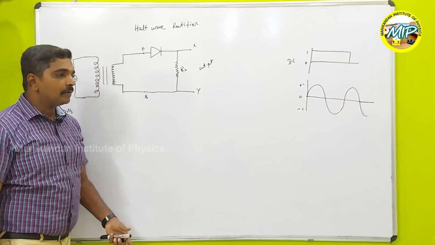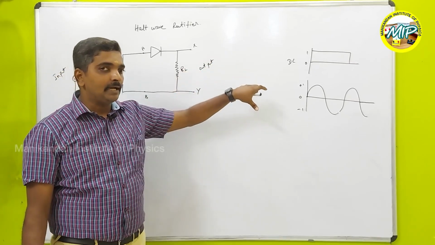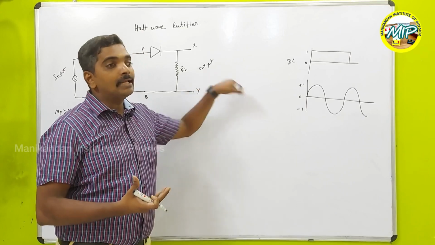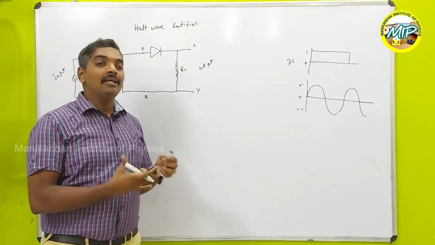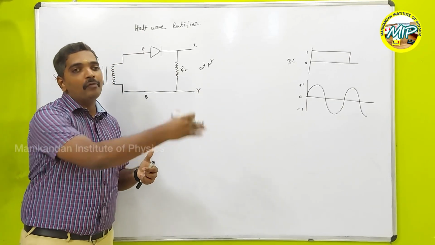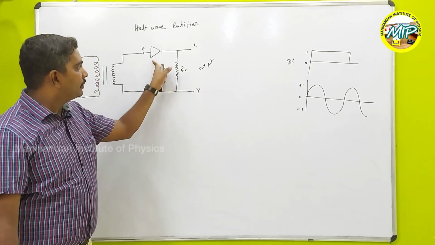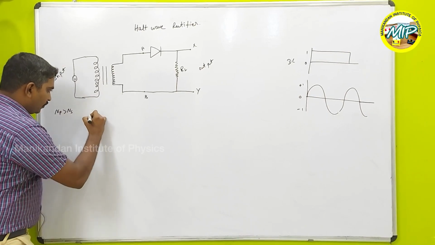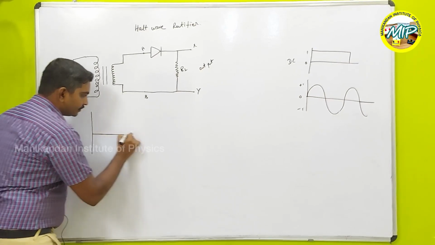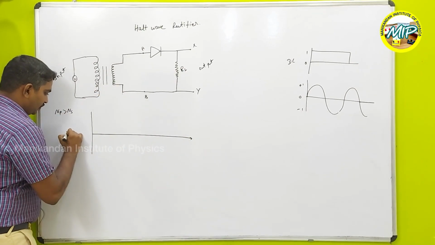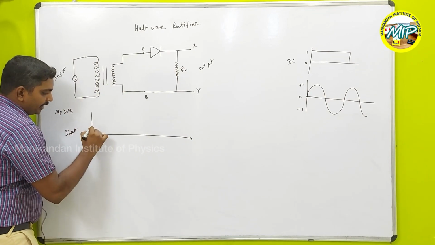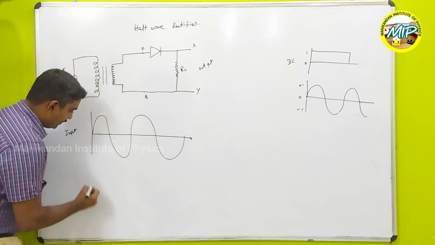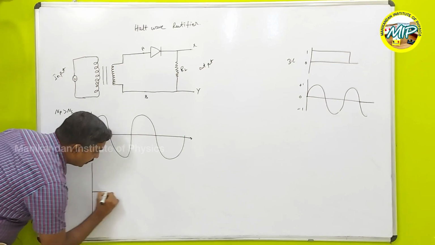Usually we get the output across a load resistor, a resistor which will control the outflow of the output from the diode. So first I am going to plot the graph for the input. The input is the sinusoidal wave. Next, for the output.